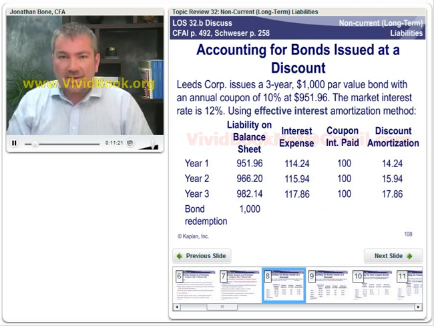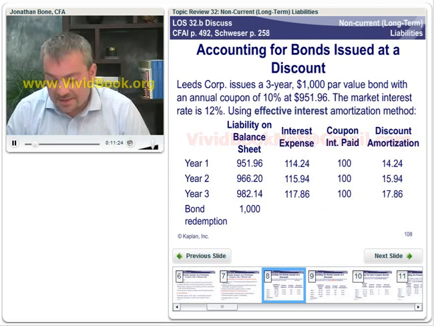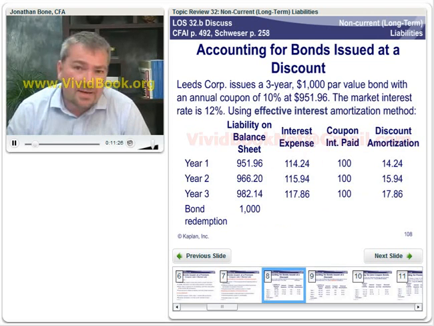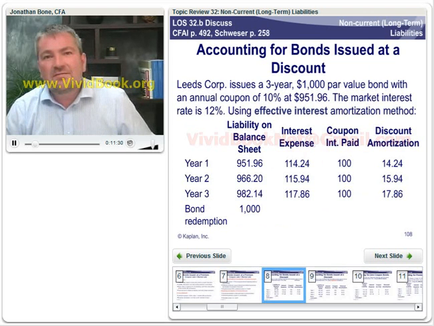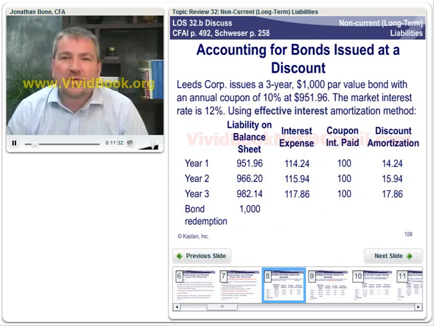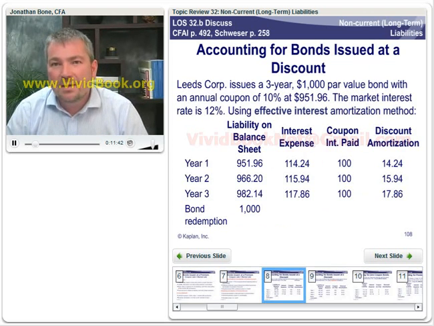Okay, now it does ask us to not only discuss the effective interest rate method, but also calculate. So we're going to have a look at it now with a little example. So we've got Leeds Corporation here issuing a 3-year $1,000 par value bond with an annual coupon of 10% at 951.96. The market rate is 12%. Now, of course, we could compute that market rate just to check it.